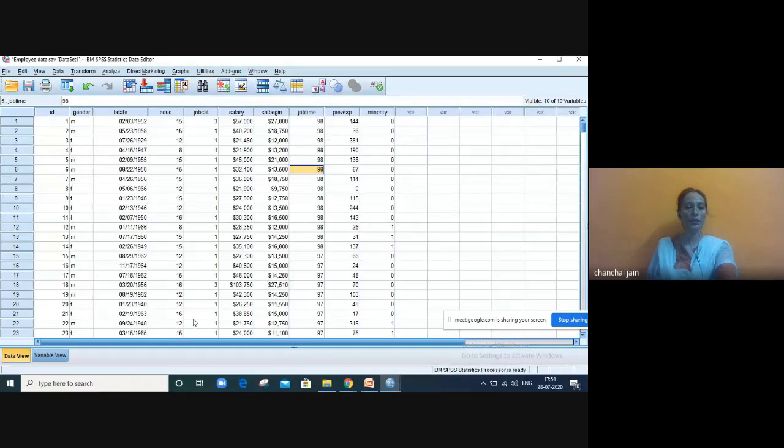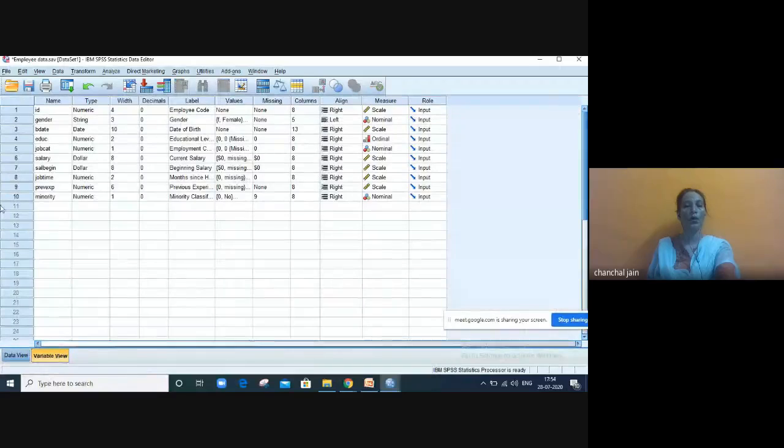In this sheet, I'm coming to the variable view. Here there are so many variables available. As per the independent sample t-test, we need two variables. One should be on a nominal scale and the second should be on a continuous scale, that is either on a ratio scale or on an interval scale. So for the sake of the independent sample t-test demo, I am taking two variables. The first one is current salary and the second one is gender. And with the help of these two variables, we are framing our hypothesis.